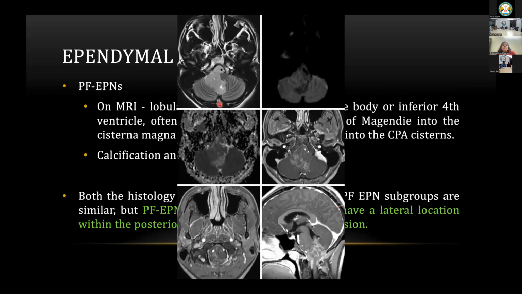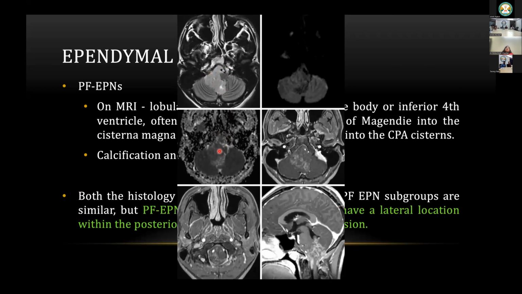The typical posterior fossa ependymoma is sort of a plastic tumor. It will be seen either arising from the floor of the fourth ventricle and it will go into the foramen of Magendie, the foramen of Luschka. It can surround the basilar artery. It can go into the prepontine cistern, the cerebellopontine cistern.